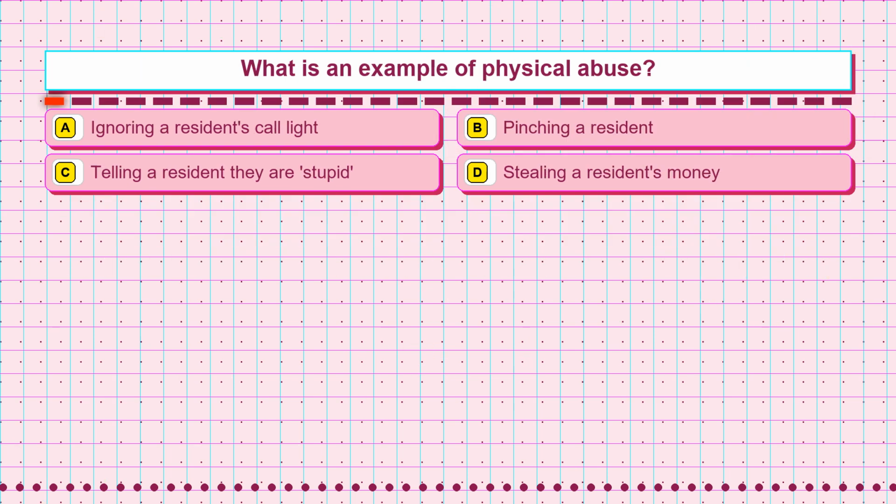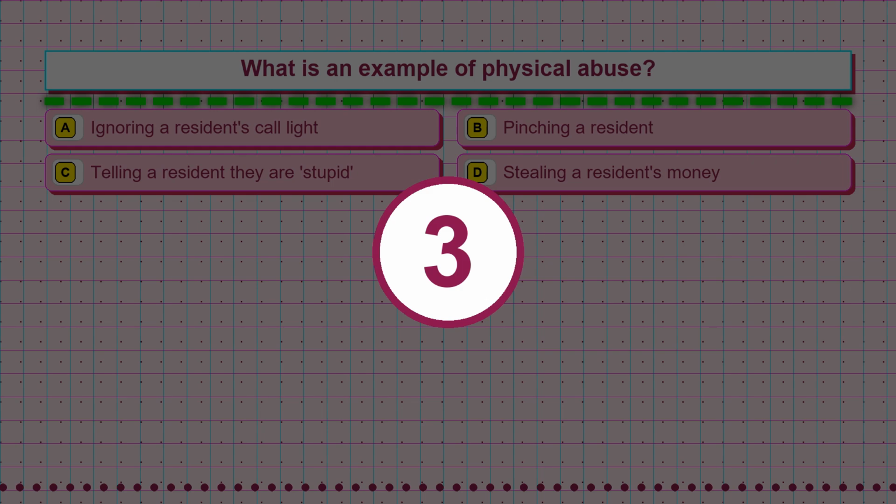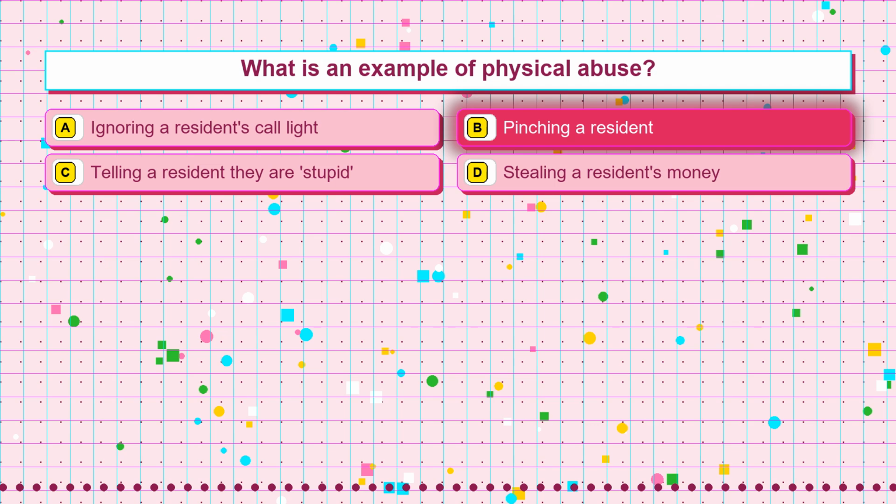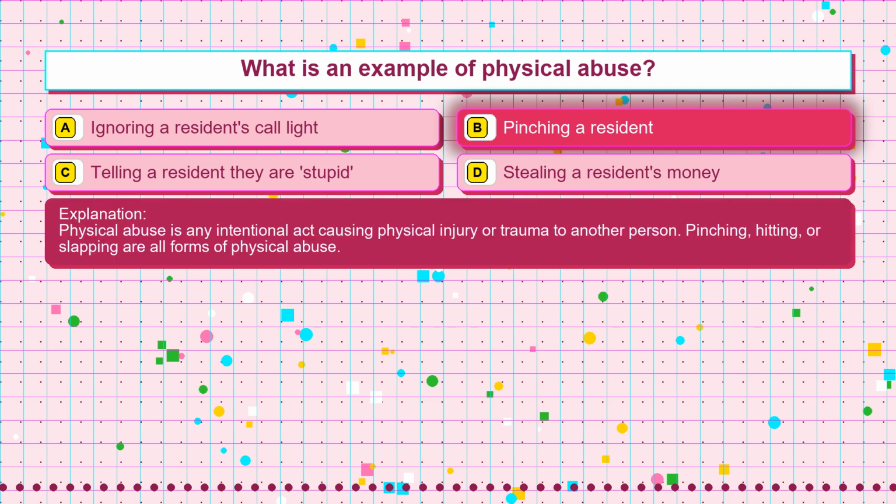Question 60. What is an example of physical abuse? Option A, ignoring a resident's call light. Option B, pinching a resident. Option C, telling a resident they are stupid. Option D, stealing a resident's money. The correct answer is option B. Pinching a resident. Physical abuse is any intentional act causing physical injury or trauma to another person. Pinching, hitting, or slapping are all forms of physical abuse.